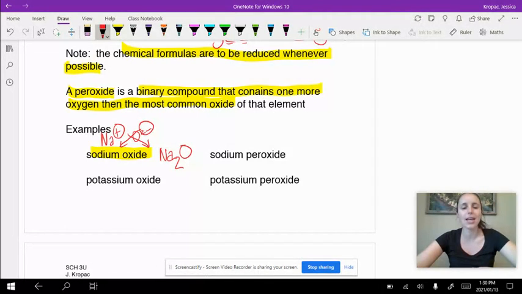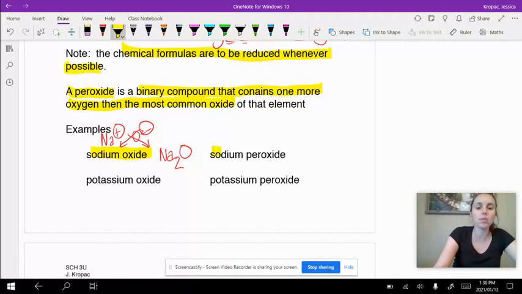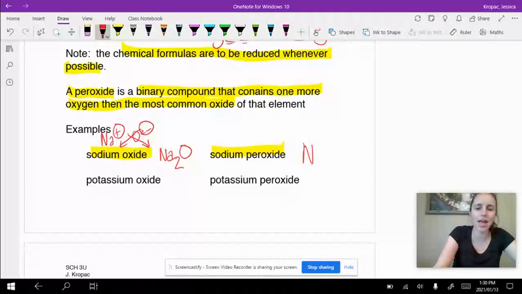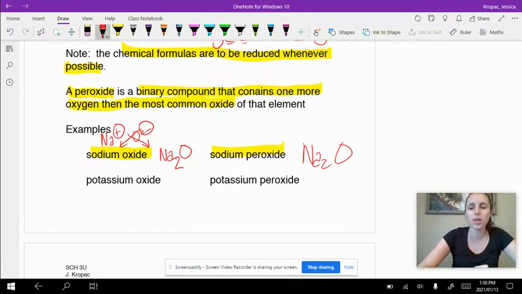Now a peroxide has one more oxygen than I would expect. So if I was looking at sodium peroxide, I expect to have Na2O. So one more oxygen, adding one additional oxygen to that would be Na2O2. So the chemical formula for sodium peroxide is Na2O2. Anytime that you have the word peroxide, you actually don't reduce it. So this formula is in fact correct, just like H2O2 is correct for hydrogen peroxide. We don't reduce this number.